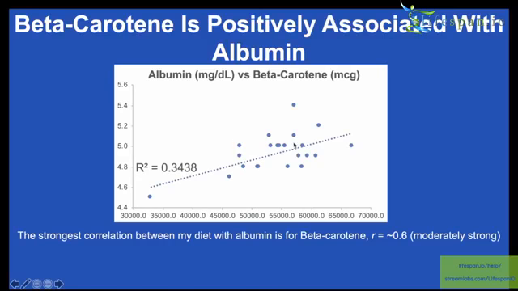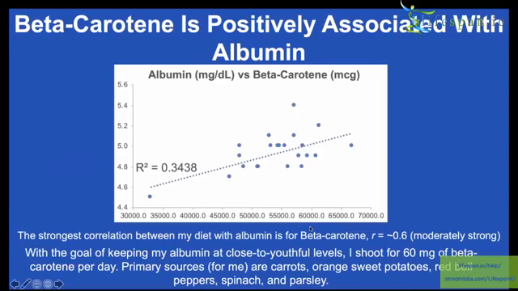And to get there, if you just go across, you can see that based on the plot, around 60,000 micrograms or 60 milligrams of beta carotene should get me there. Now, I don't supplement with beta carotene. For me, primary sources of beta carotene are carrots, orange sweet potatoes, red bell peppers, spinach, and parsley. So I eat a ton of that stuff to get enough beta carotene to potentially keep my albumin levels high.